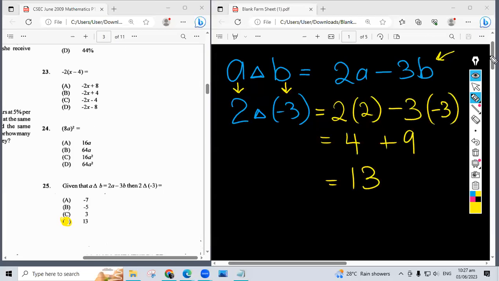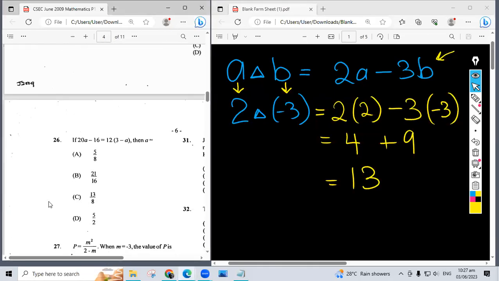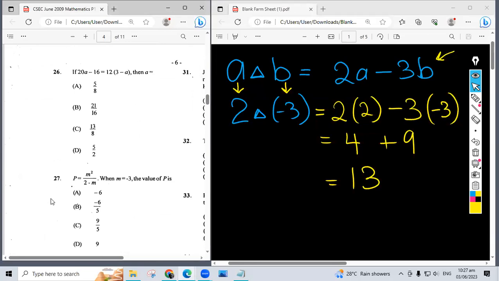Leave that on the screen for a little bit. Number 26. Well, 26 and 27 can fit. Good luck.